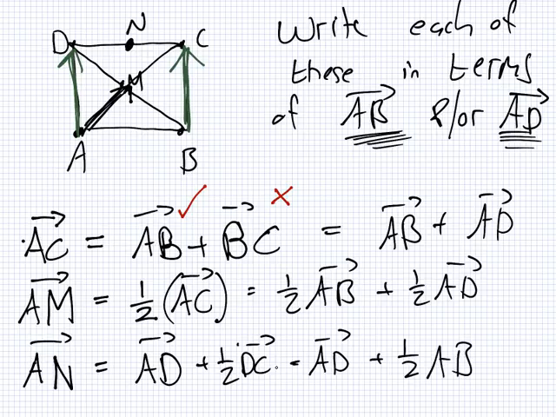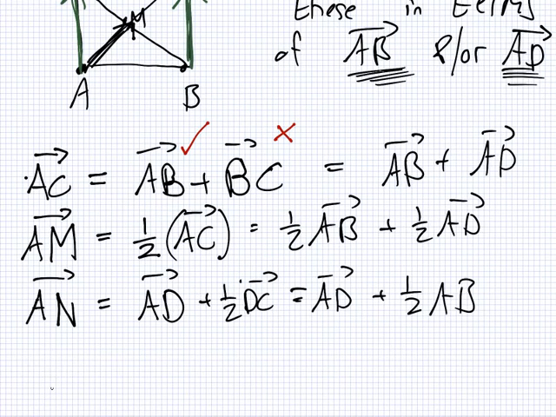Why are you writing the AC in the first place? He wants to show that. Yeah, I just want to show it clearly. AD plus a half DC, but DC is the same as AB. Okay, one more now for this one. MN.